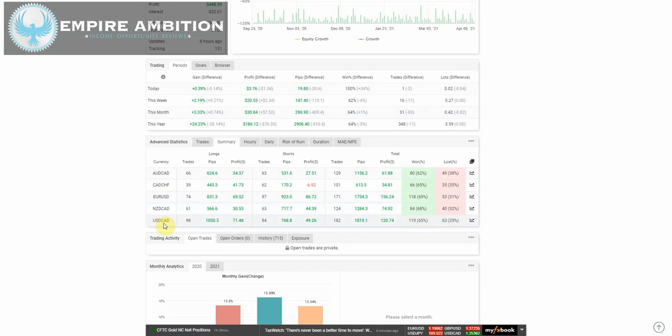These are the 5 pairs that the EA trades, and we will be trading each and every one of these. It's not like with some of the others where we have to have a certain amount in order to trade. But I want you guys to see this as well. And it looks like the most profitable pair has been USD CAD.